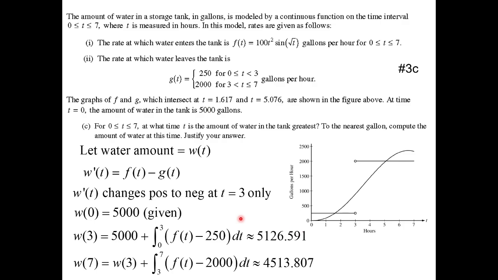So comparing all these values, the highest out of these three values is this middle one, 5,126.591. So that's 5,127 gallons then. That's going to be our max. And just to make sure we actually answered the problem, they want to know at what time that happens, so let's specify that that happens at time 3 hours.